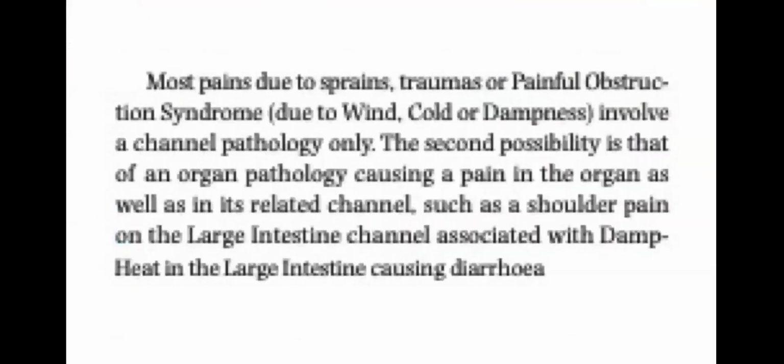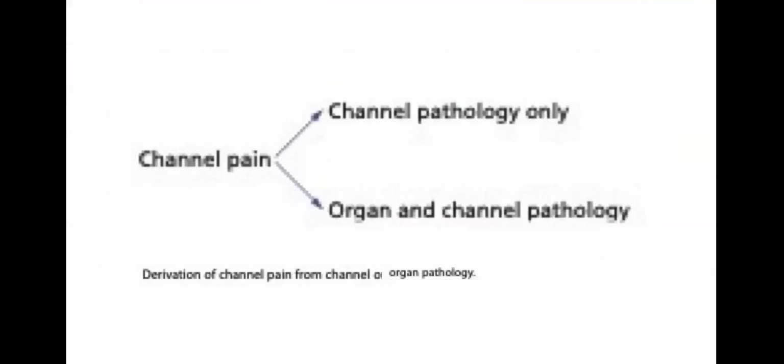Most pains due to sprains, traumas, or painful obstruction syndrome, which are due to wind, cold, or dampness, involve a channel pathology only. The second possibility is that of an organ pathology causing a pain in the organ as well as in its related channel, such as a shoulder pain on the large intestine channel associated with damp heat in the large intestine causing diarrhea. Here we have channel pain, channel pathology only, or organ and channel pathology.